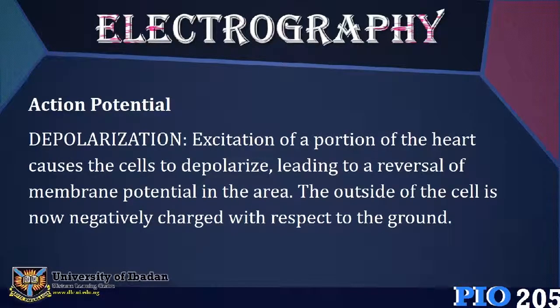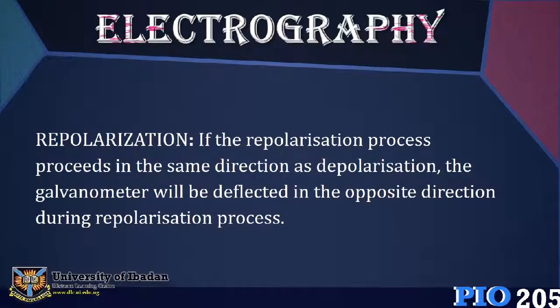Action potential. Depolarization. Excitation of a portion of the heart causes the cells to depolarize, leading to a reversal of membrane potential in the area. The outside of the cell is now negatively charged with respect to the ground. A potential difference exists between the depolarized cells and neighboring non-excited cells. During repolarization, if the repolarization process proceeds in the same direction as depolarization, the galvanometer will be deflected in the opposite direction during the repolarization process.